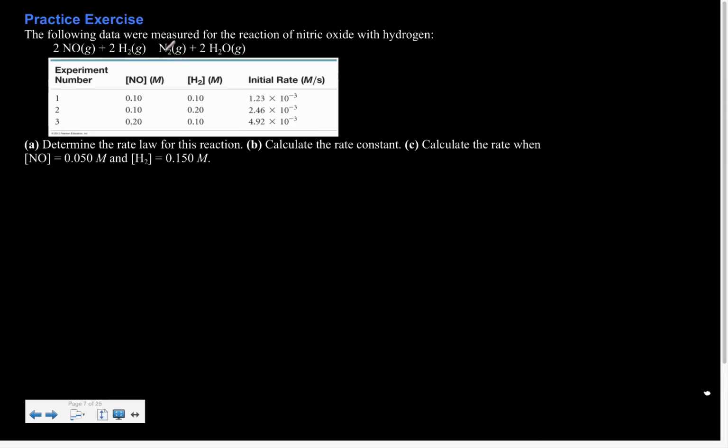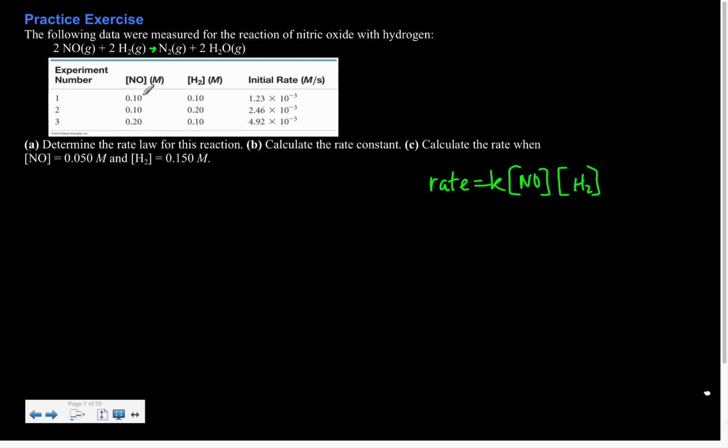Okay, another practice. It says the following data were measured for the reaction of nitric oxide with hydrogen. We have some trials, some concentrations, and some rates. So determine the rate law. Rate law means rate equals k times my concentrations raised to their respective orders. So that means I have to figure out what my orders are.